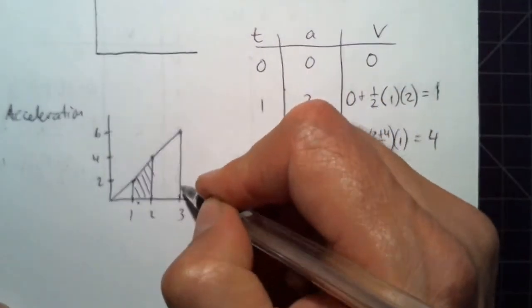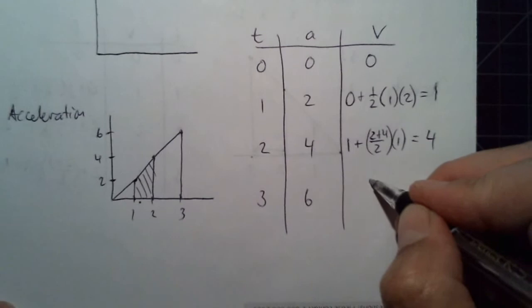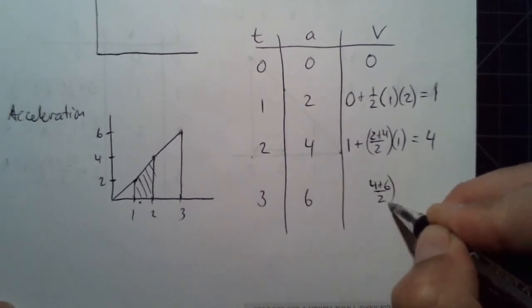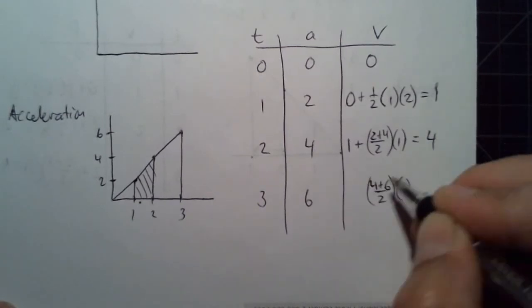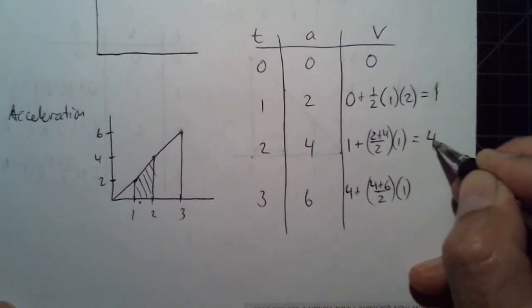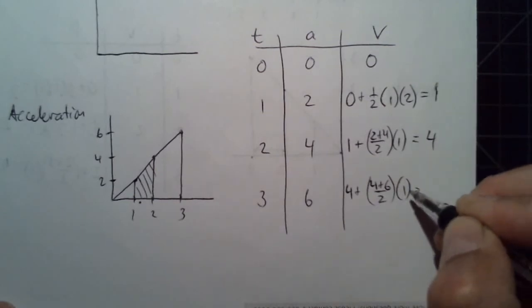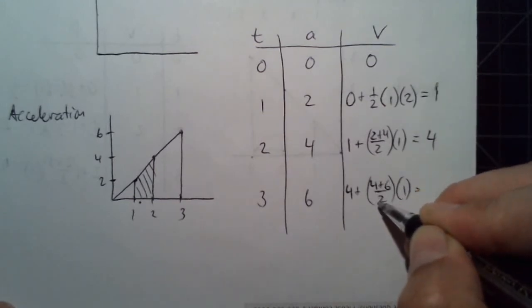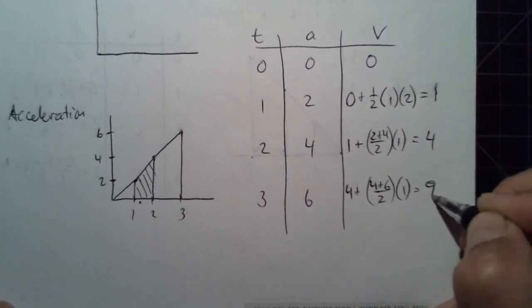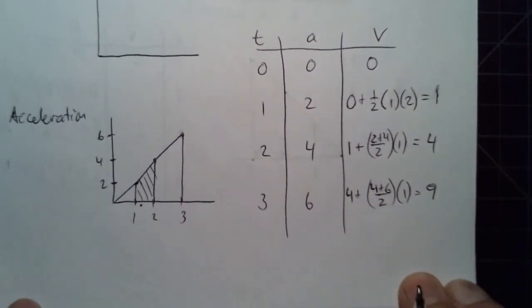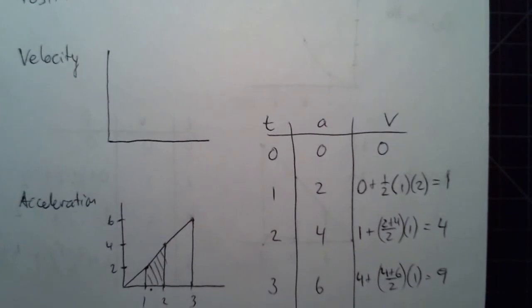And the last trapezoid, 4 plus 6 over 2, and the base is 1. We have the previous position, so this is 10 over 2. 5 plus 4 is 9. Now we have points of velocity and values of velocity.